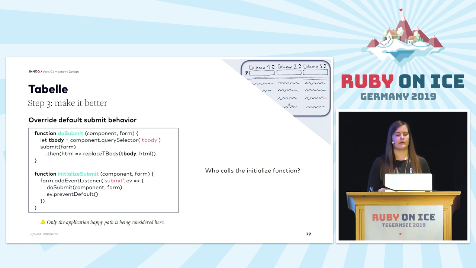We can then override the default submit behavior, so we can define our own function. What do we want to do when the form is submitted? We want to do exactly what we said before. We want to call the submit function that we defined, and then once we receive the HTML from the server, we want to replace our tbody with that from the server. And we define a function to initialize this behavior. It's the initializeSubmit function. And this will listen to the submit event in our form and call our submit function instead of the default submit behavior. So we prevent the default behavior.